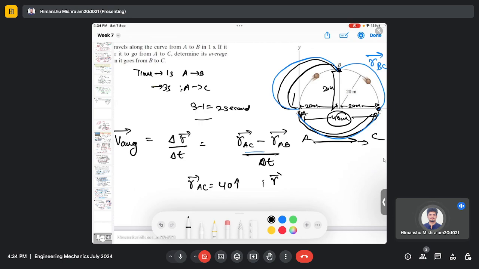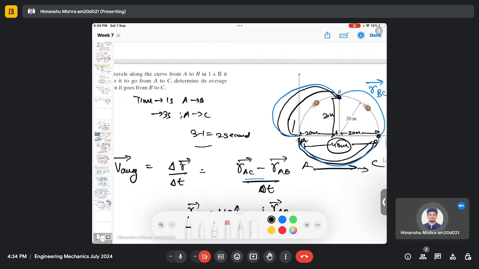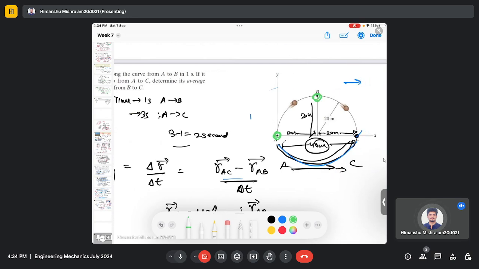And what is the displacement vector AB? So you can see here the displacement is from point A to point B, and you can see in this Cartesian coordinate that the particle is also moving in the y direction. It is actually moving in both directions, x and y.